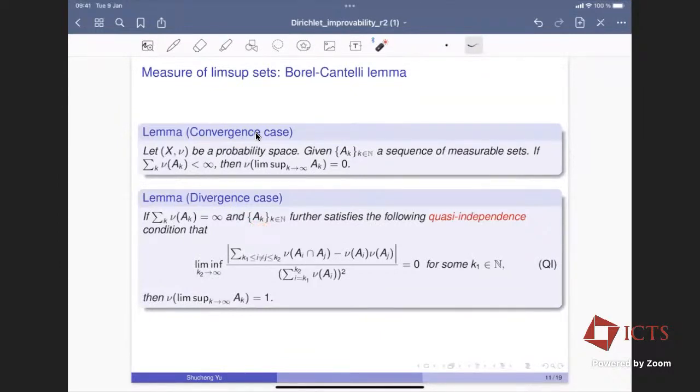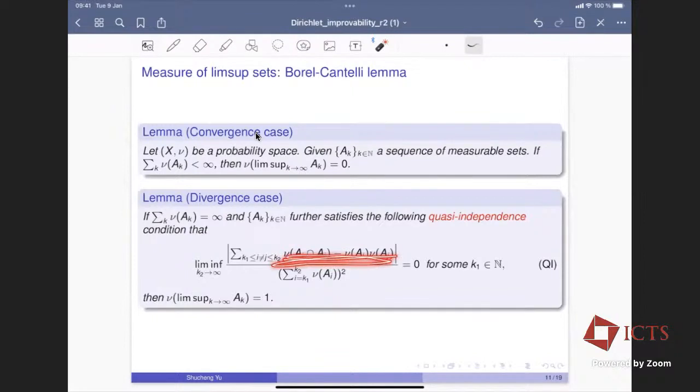Okay, so here I will introduce what I call the quasi-independence condition, and more precisely it should be called quasi-independence on average. It says that the lim inf of this quotient equals 0. In the numerator we want independence, and if those events A_k are really independent, then we know that the difference in this numerator would be strictly 0, but that would be too strong in most dynamical systems. So now here we use some weaker condition.